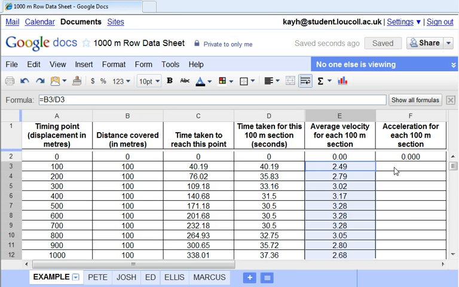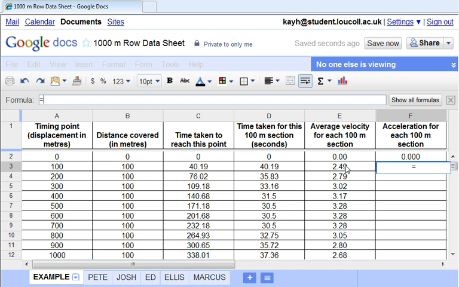Now the next thing that we want to do is to calculate the acceleration. So to do this, again, we need to recall the formula for acceleration, which is... Okay, so this particular time, what we want to do is our final velocity, which in this case is our velocity at 100 metres, minus our initial velocity, which in this case is our velocity at 0 metres.